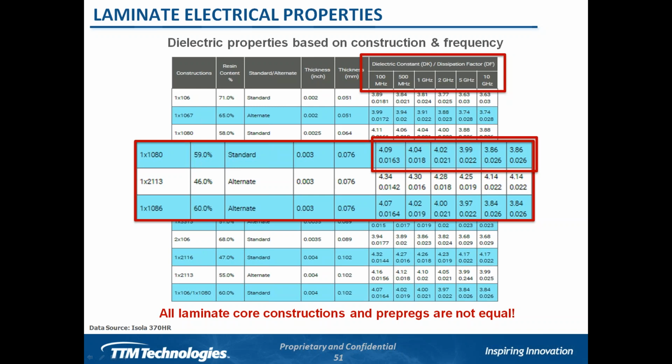And it's important as you get to higher speeds, because one fabricator may use a core that is 1080. The same fabricator uses a core that's 2113, but they're both 3 mil cores. So they meet the intent of the design if you're speccing out a 3 mil core, but you're getting two vastly different constructions. So that always has to be understood as to what specific construction that core or that prepreg is in a design.